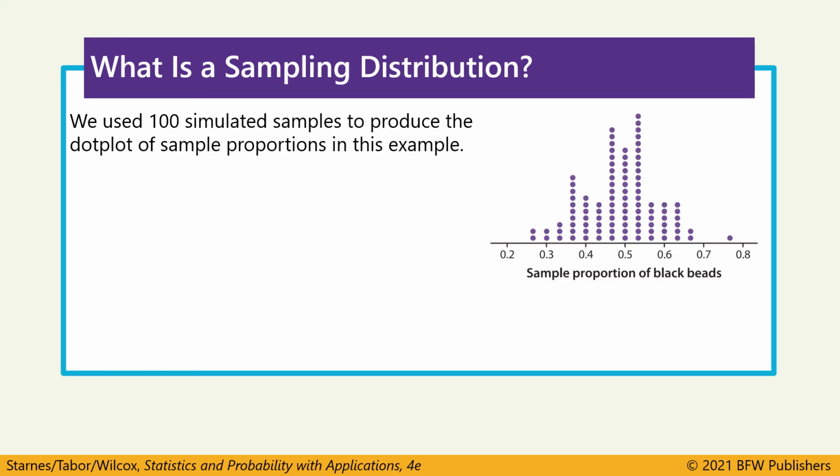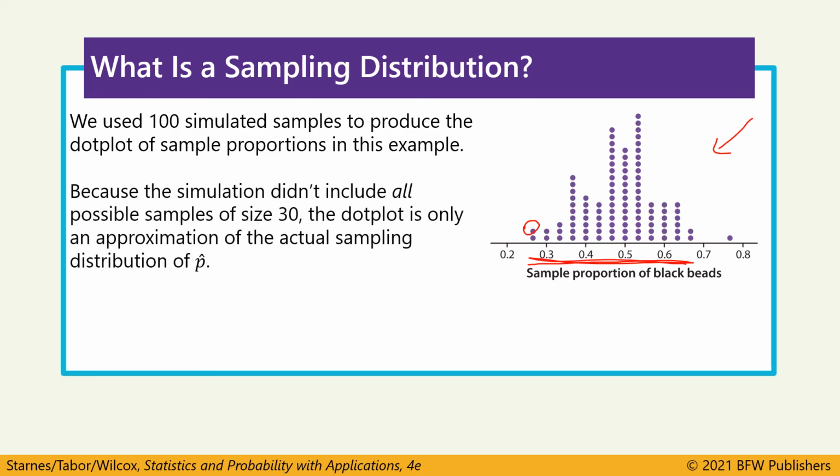This dot plot here is a sampling distribution. More specifically, it's a partial sampling distribution. Each dot in this graph represents a sample of 30 beads calculated into a proportion of how many were black. In an actual sampling distribution, we wouldn't just take 100 simulated samples. Instead, we would take every possible sample of 30 beads that we could possibly draw from our whole population. That's a true sampling distribution. Since we only did this 100 times, this is a partial sampling distribution or approximation of the actual sampling distribution of the proportion of beads that are black.